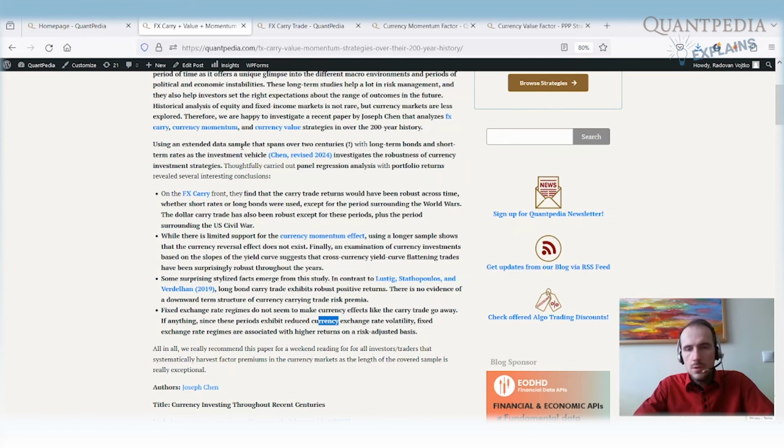It's full of interesting ideas. Everybody who loves history and everybody who is interested in investing in currency markets should really read this paper because it will give you a broader perspective on the underlying forces that are important for the performance of all of the trading styles that are used in a currency market. So really go and read the paper.